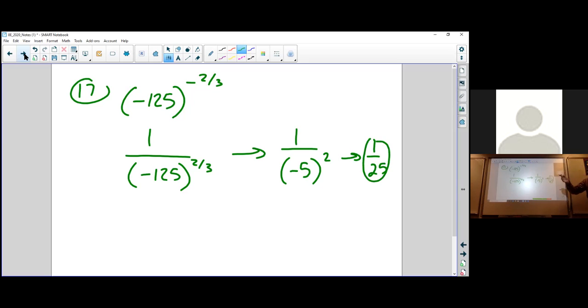So this kind of thing alternates between positive and negative, depending upon which power. If that came out and we were doing negative 5 to the 3rd power, then it'd be negative 125 because it's negative 5 times negative 5 times negative 5. Yeah. 24. Okay.